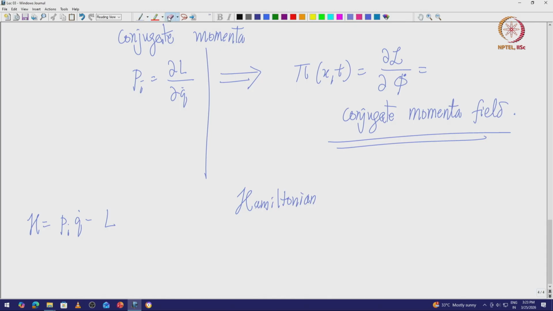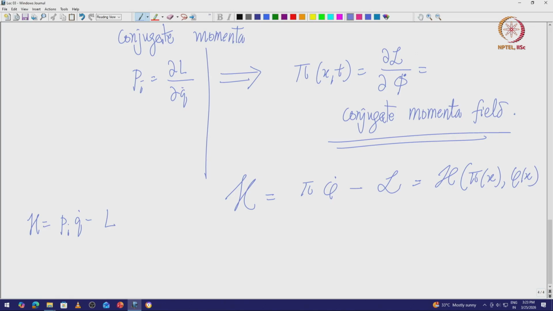Okay, let me write down the equation first. So Hamiltonian density is equal to a curly H, which is given by pi phi dot, okay, minus L. Okay. So this is a function of, okay, the Hamiltonian density is a function of pi of x, phi of x.